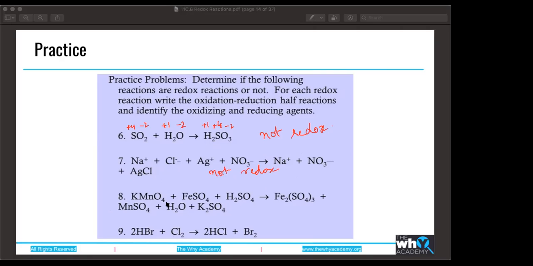This one, it is a redox reaction. So how did you figure that it's a redox reaction? Iron. That was an obvious giveaway. Here it is +2, here it is +3, so this has increased oxidation state, which means that it is oxidation. So if this is oxidation, where has reduction taken place?